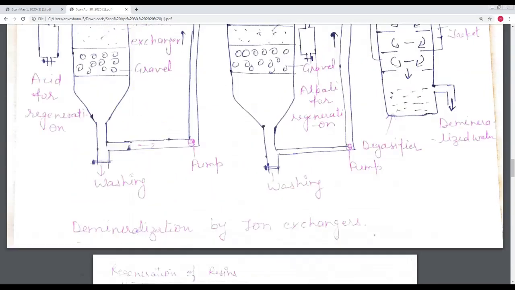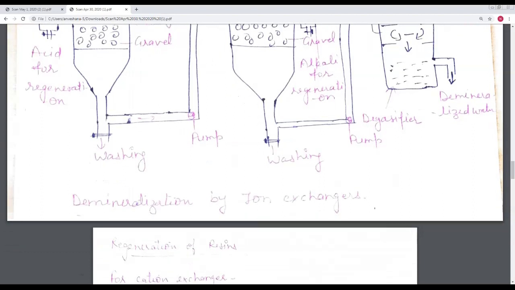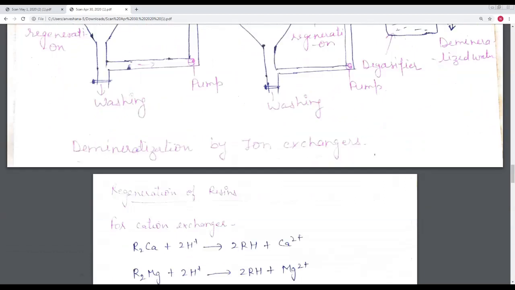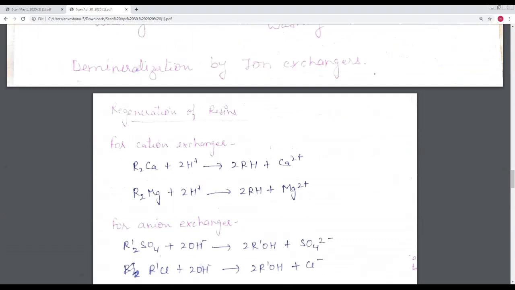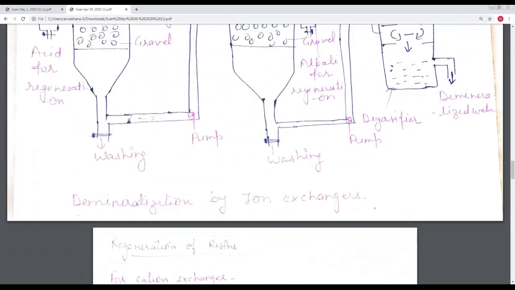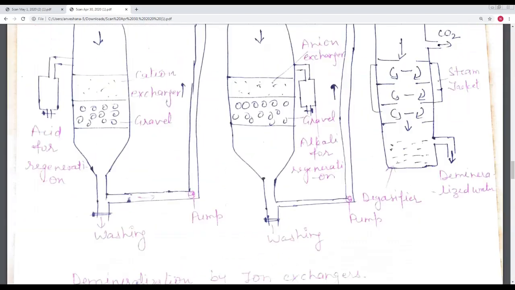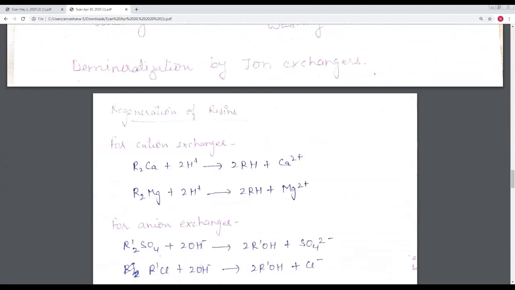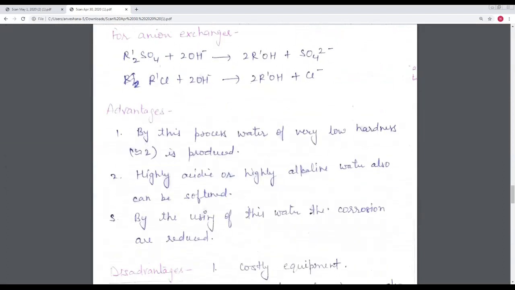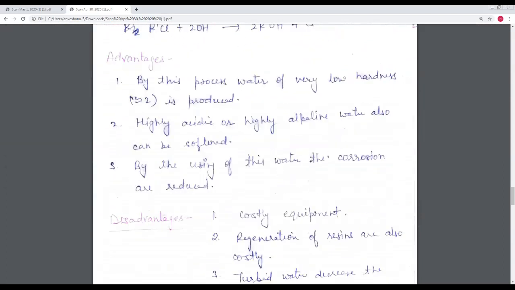If we use the cold soda lime method, the residual hardness will be 50 to 60 ppm, and for the hot soda lime method, the residual hardness is 15 to 30 ppm. From the zeolite method, the residual hardness becomes 10 ppm, and for the ion exchange process, the residual hardness is less than 2 ppm. So this is the best method for the softening process.